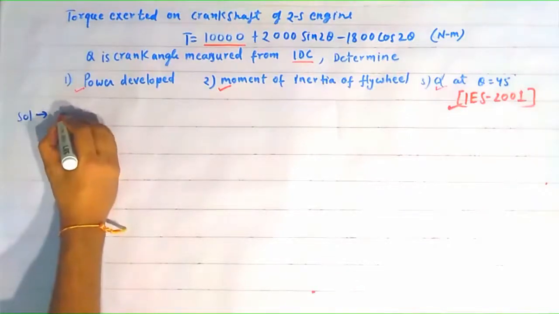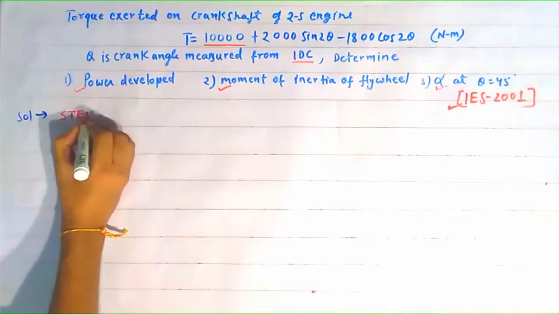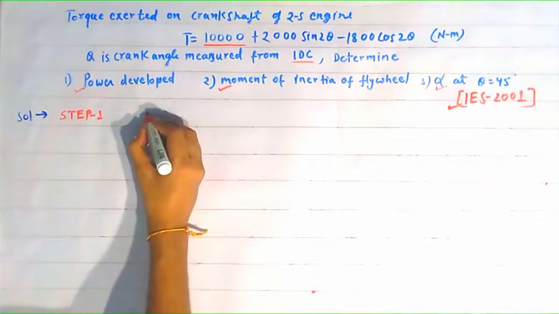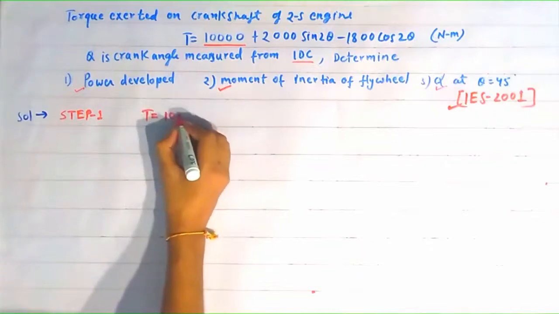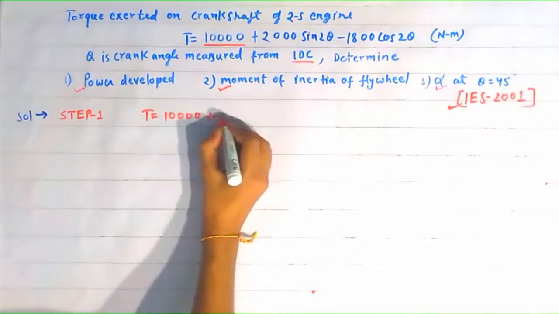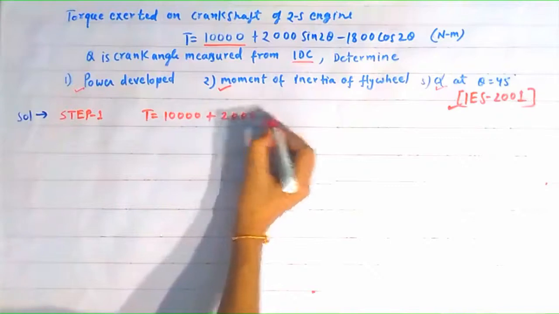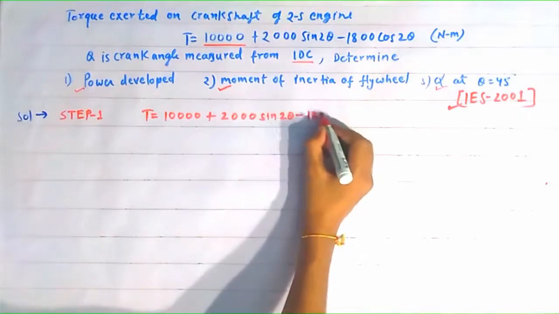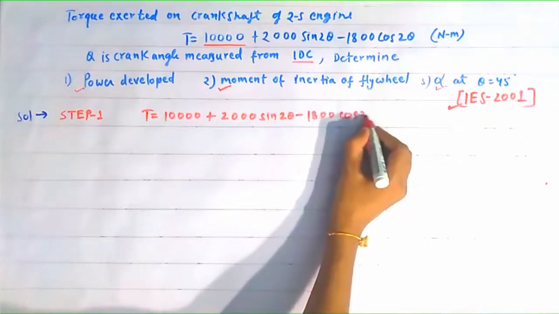See the first step, step number 1. In step number 1 we will write the torque equation as 10,000 plus 2000 sin 2θ minus 1800 cos 2θ.